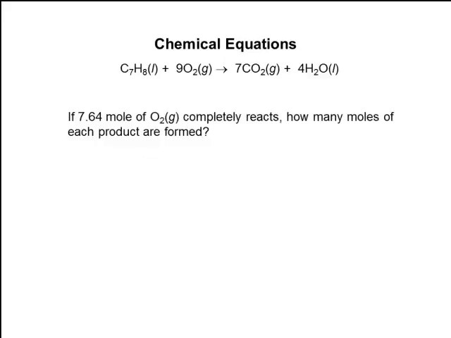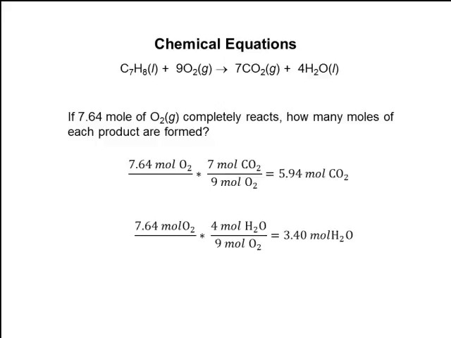Right? I can look at the other reactant. So if 7.64 moles of O2 completely reacts, how many moles of each product are formed? Well, I start with my 7.64 moles of O2. Now moles of O2 on the bottom, moles of CO2 on top. I have to use the coefficients in front of each one of those. So now it's 7 moles of CO2 to 9 moles of O2. That ratio has changed because I've changed from using the C7H8 to using the O2. But that mole-to-mole ratio is still coming from that balanced equation. When I look at the water, it's 4 moles of water to 9 moles of O2.